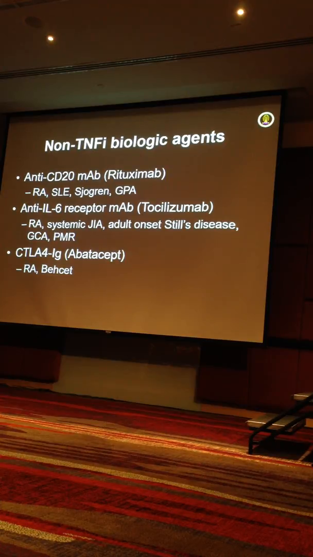For non-TNF inhibitor biologic agents, we have rituximab, which is the anti-CD20 monoclonal antibody that acts by killing B cells. It can be used in rheumatoid arthritis, lupus, Sjögren, and Wegener's. For the anti-IL-6 receptor monoclonal antibody, tocilizumab, there are several indications to use. And the last one is CTLA-4 immunoglobulin, or abatacept, which has the lowest infectious risk among these biologics. They can be used in rheumatoid arthritis and Behçet's.